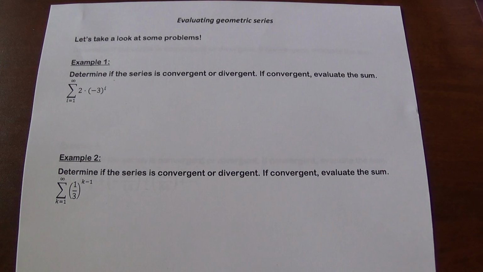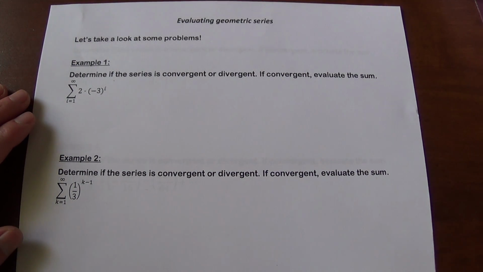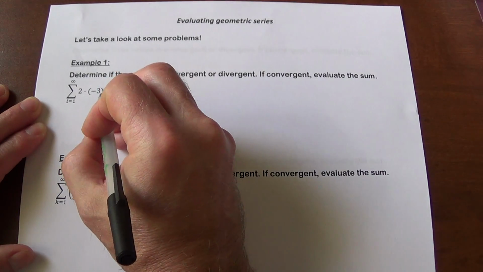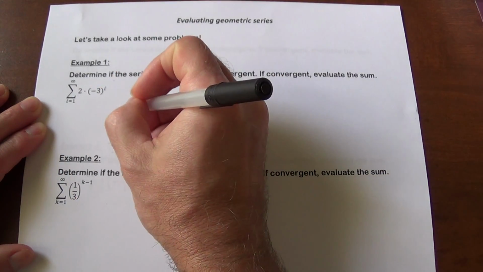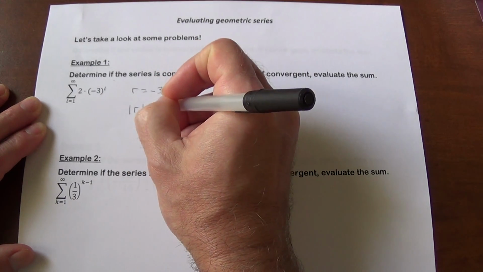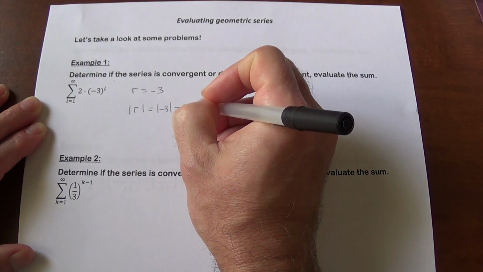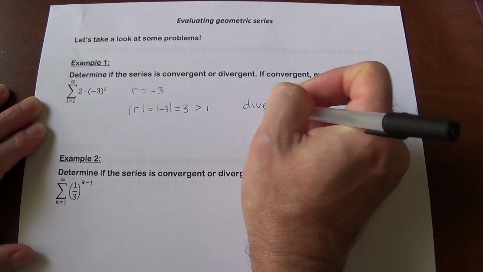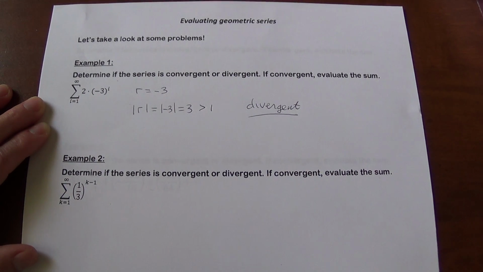We're going to take a look at some problems. There are two questions that each problem is going to have. First, we need to determine if the series is convergent or divergent. And if it's convergent, find the sum. If it's divergent, you cannot do it. To answer the first question, you need to look at the common ratio. The common ratio here is, I hope you can see, -3. If you take the absolute value of that, it's the absolute value of -3, which is 3. It is greater than 1. This series is going to be divergent. And we do not find the sum, as we cannot find it.